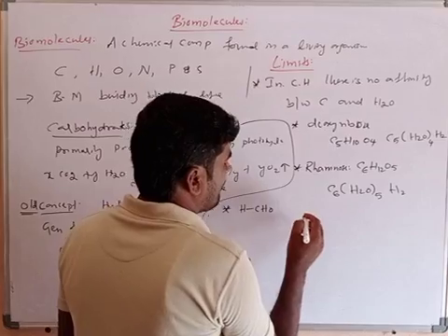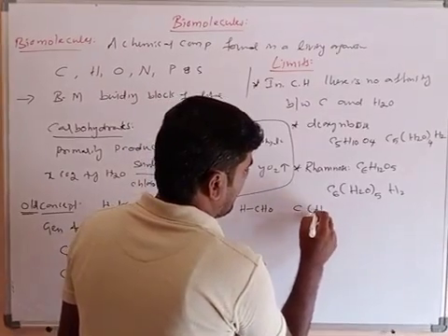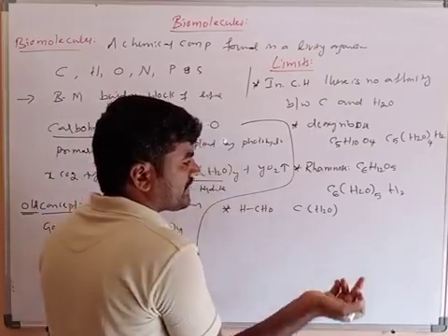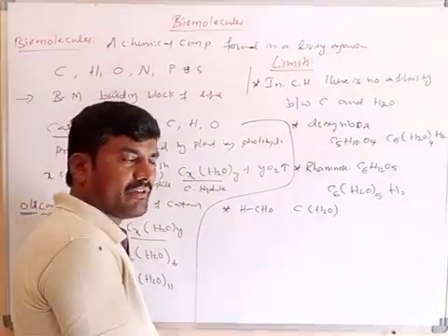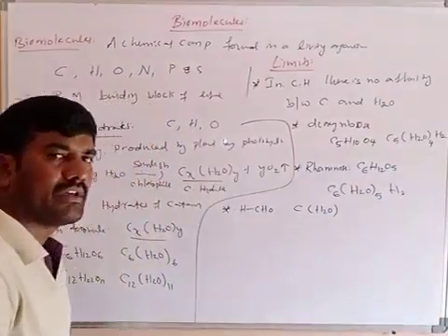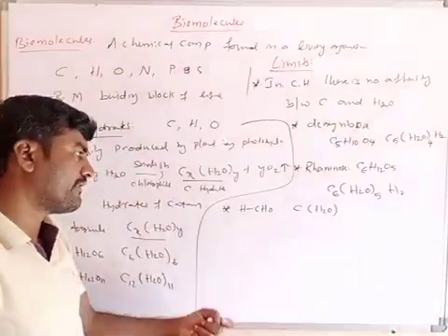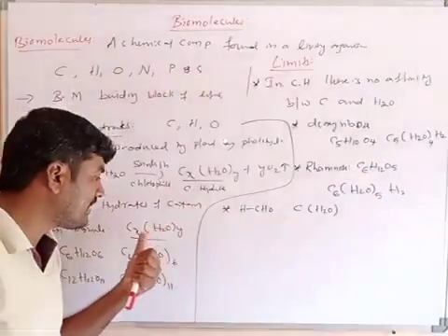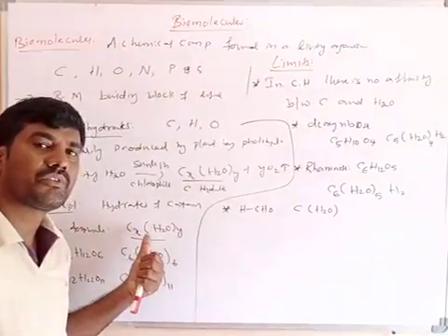Formaldehyde. We can write formaldehyde as CH2O. One carbon atom, 2 hydrogen atoms, one oxygen. The general formula is satisfied: C1 H2O, taken once. Clear? X is equal to 1, Y is equal to 1. So it is formaldehyde, but it's not a carbohydrate. It satisfies the general formula of this compound.